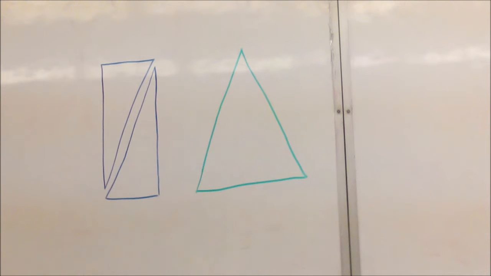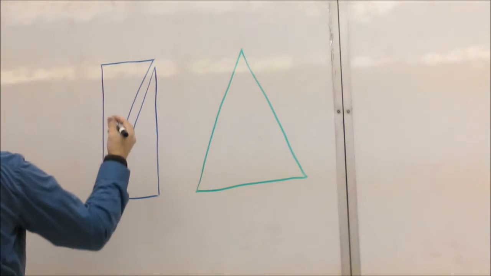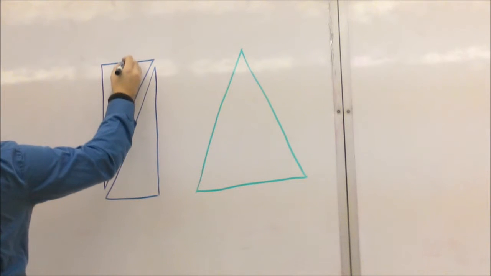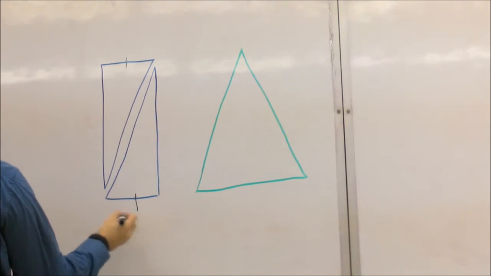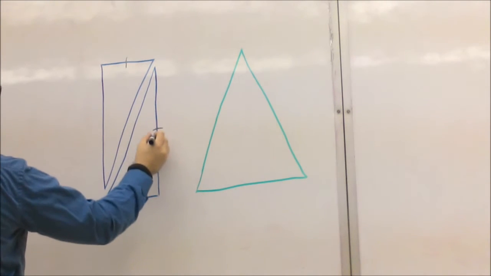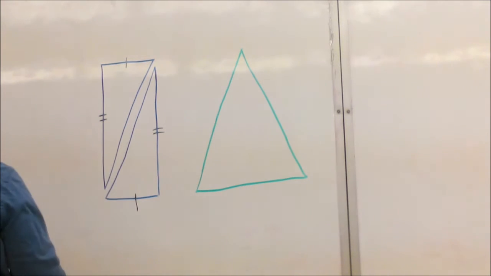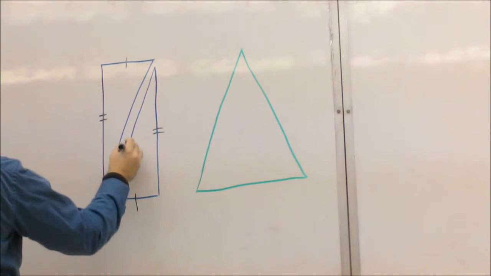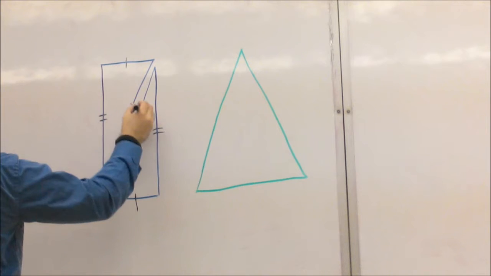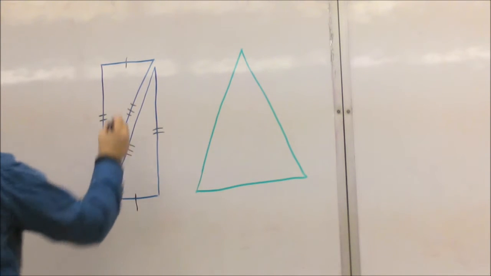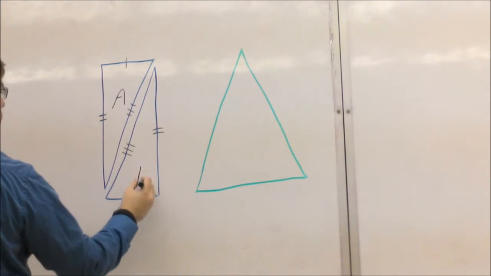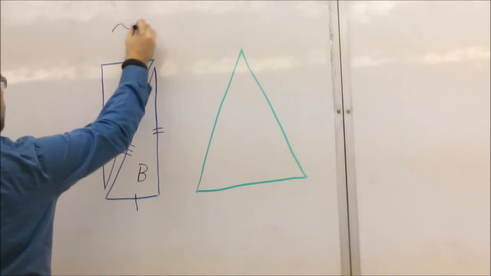Alright, here we're going to look at the side, side, side. I drew two triangles, or two sets of triangles, blue and green. Let's look at this one. To have side, side, side, we have to have two sides congruent, two other sides congruent, and finally the third side congruent. And if we have all three sides congruent, we can have triangle A and triangle B congruent to each other.